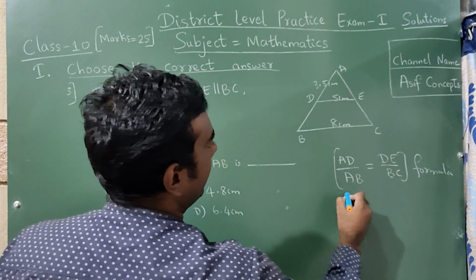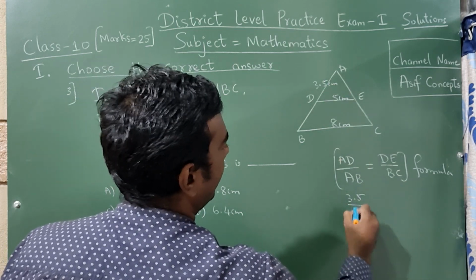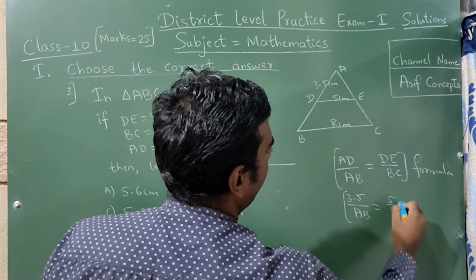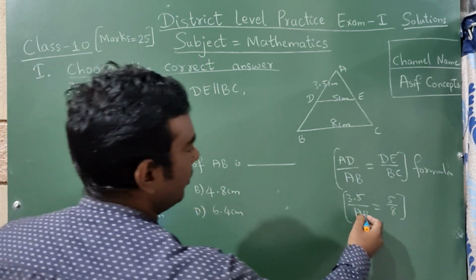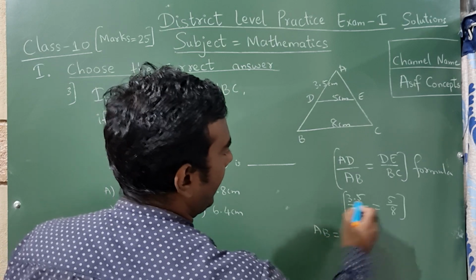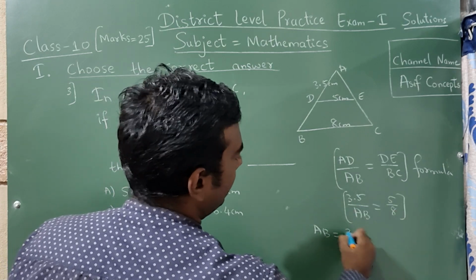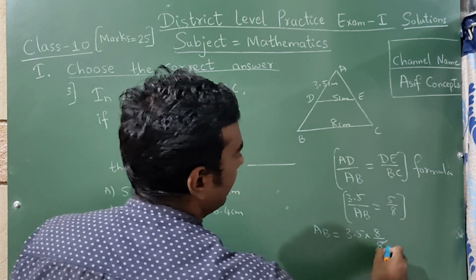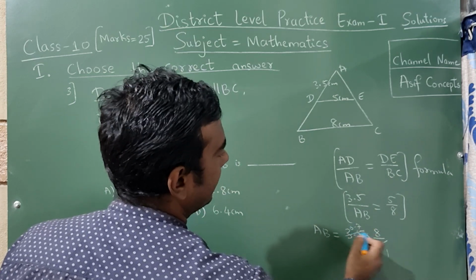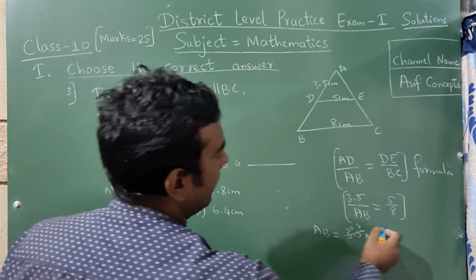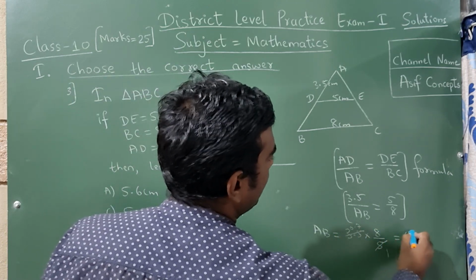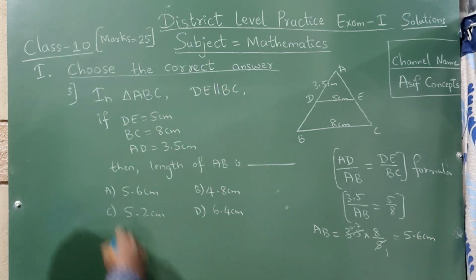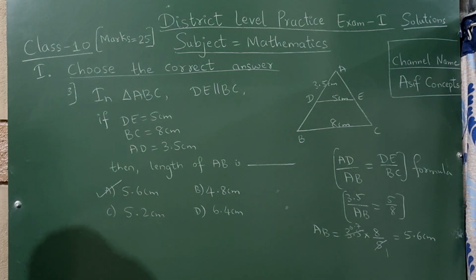Now what is AD? It is 3.5 divided by AB is equal to 5 by 8. Now to get AB, I am going to write 3.5 into reverse this, it will be 8 by 5. 5 ones are 5, 5 7s are 35, that is 0.7. 7 8s are 56. Since there is a decimal point, the answer is 5.6 centimeter. So the correct answer is A option.